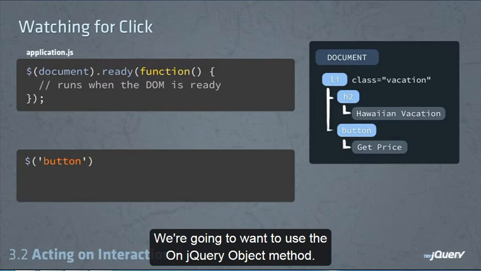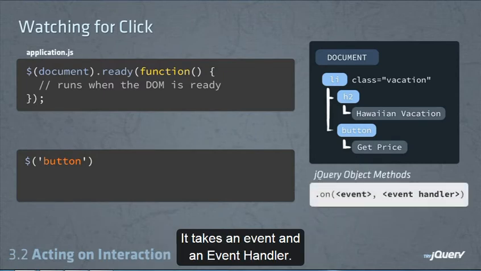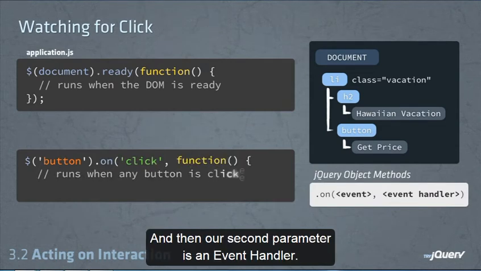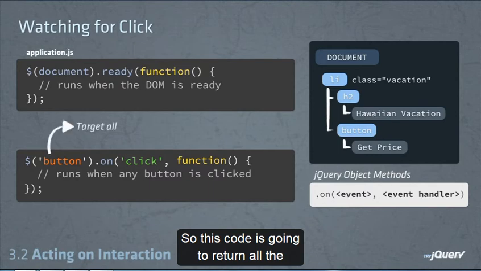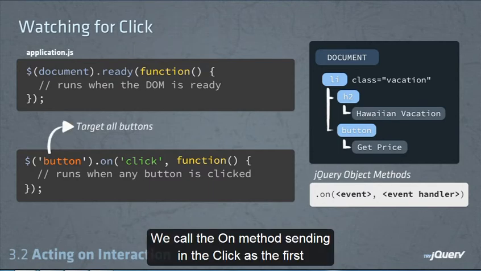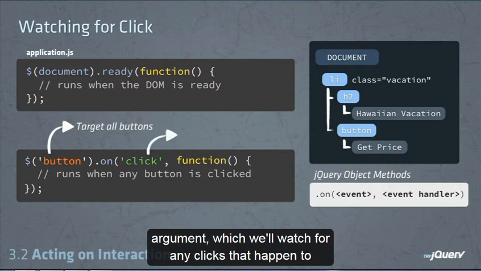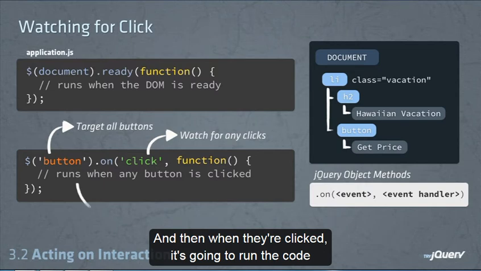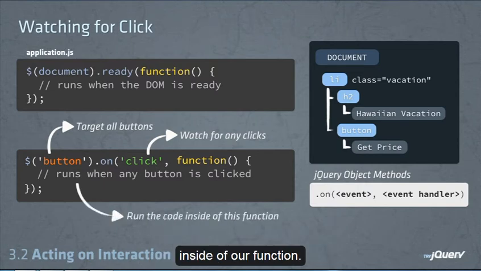We're going to want to use the on jQuery object method. It takes an event and an event handler. So here, we're going to say on click, and then our second parameter is an event handler. So this code is going to return all of the buttons from the DOM. We call the on method sending in the click as the first argument, which will watch for any clicks that happen to any of those buttons. And then when they're clicked, it's going to run the code inside of our function.